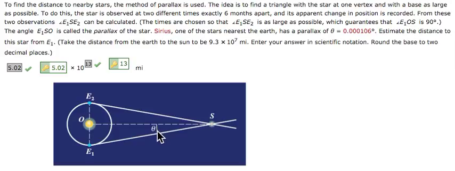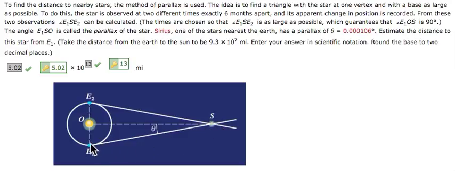Essentially, we know the measure of this angle theta. We know that this is a right triangle. E1 O S is a right triangle. That means that we have a right angle here. The side that we're trying to determine is E1 S, and that is the hypotenuse of the right triangle.